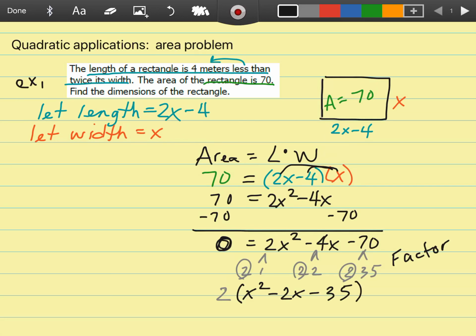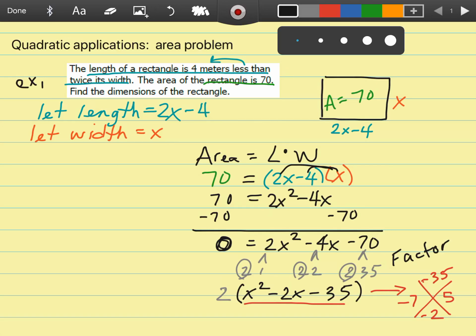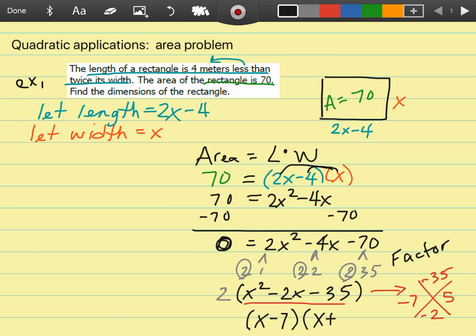And then I take the leftovers here, and I'm going to do the x puzzle with them. Negative 35 goes on top. Negative 2 goes on bottom. I'm thinking that 7 times 5 is 35. Whoops. 7 times 5. And I need them to combine to give me negative 2. So let's do 5 minus 7 will get me to negative 2. So my factors that I get from that are x minus 7, x plus 5. And then I bring down this 2. I'm almost finished.